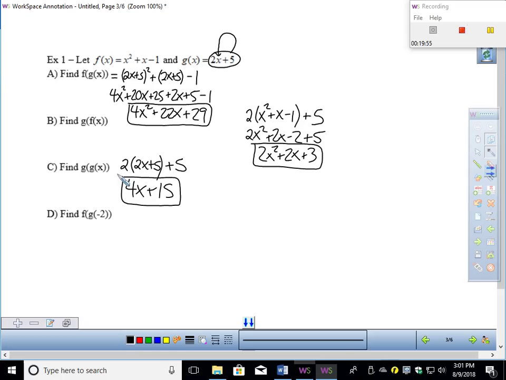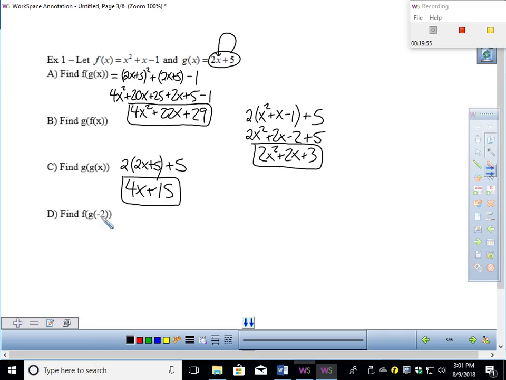Let's do letter D. So letter D, f composed of g of -2. Now, by the way, everyone, there happen to be two ways we could do this. So I'm going to show you the longer way first, and then dive quickly into the second way. And then at the end, you decide what works for you if I was to give something like this on a practice problem or a quiz or whatever.